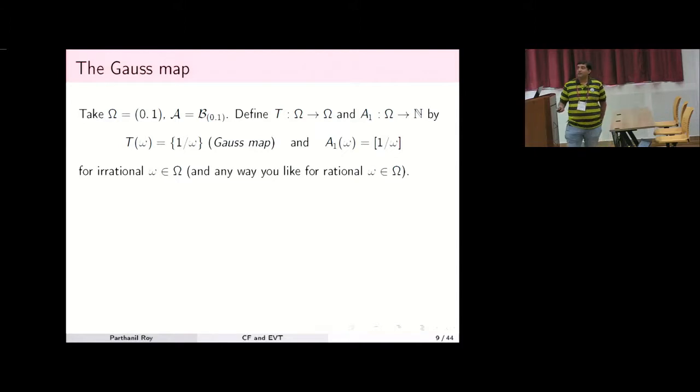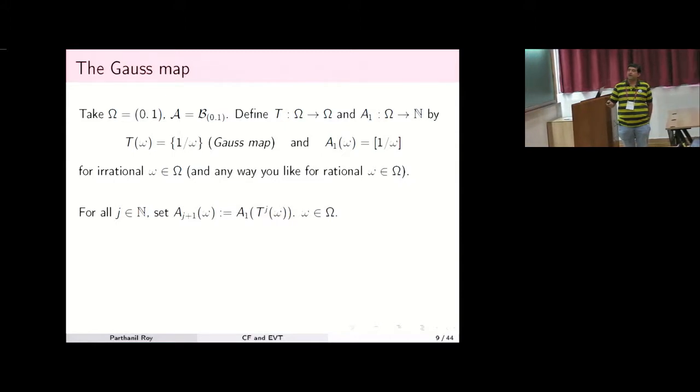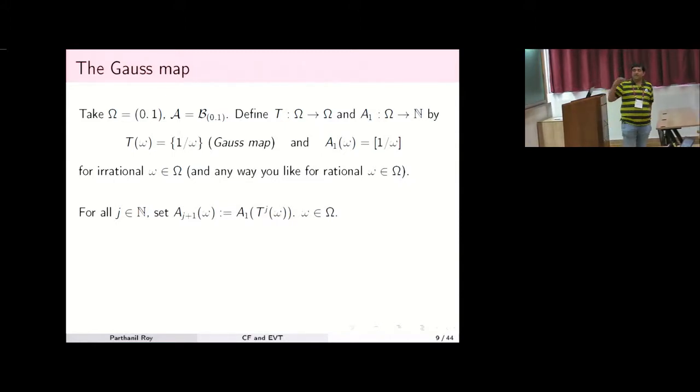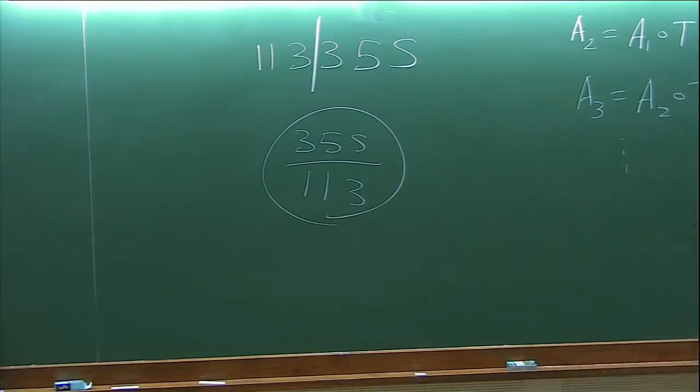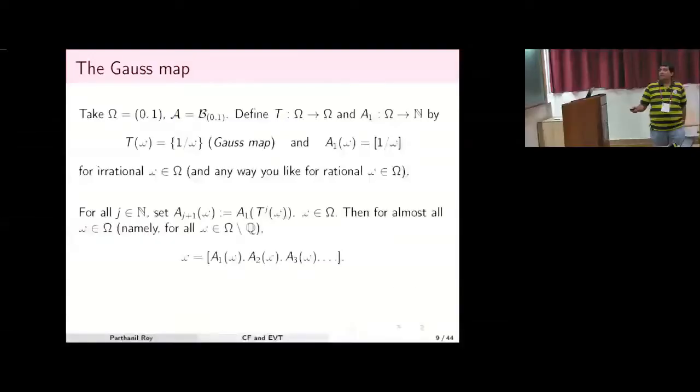rationals. So for all j, now you set a_{j+1}(omega) to be a1 of T^j omega. Okay? So this is precisely what we had there. So a2 is a1 composed with T, a3 is a2 composed with T, and so on. I'm just repeating the procedure. It's a recursion in some sense. And then what I'm saying is for almost all omega, which means actually for all irrational omega in this case, omega has the infinite, non-terminating continued fraction expansion like that.